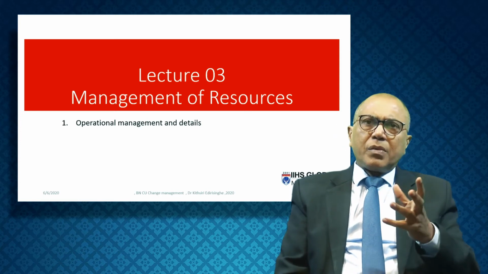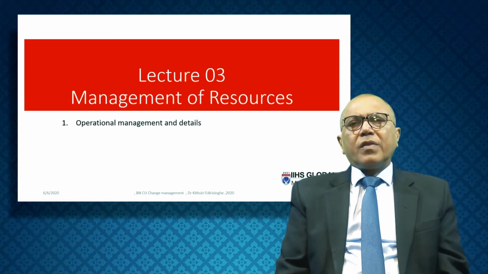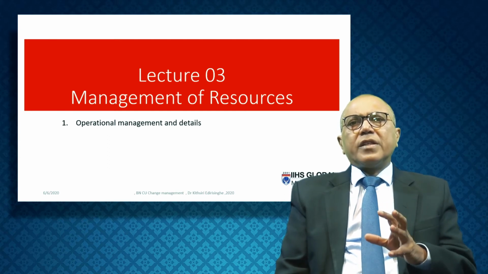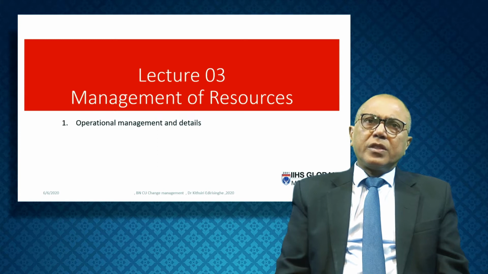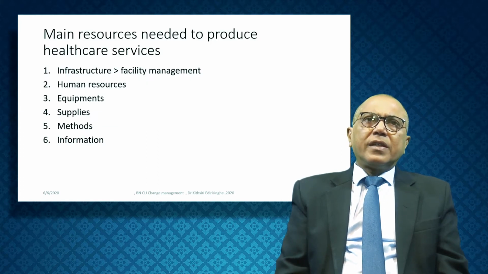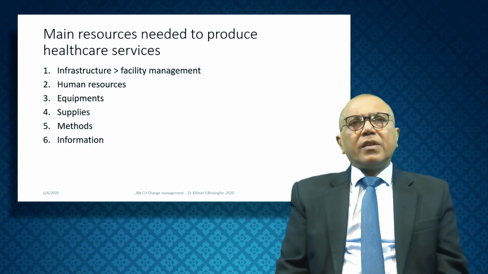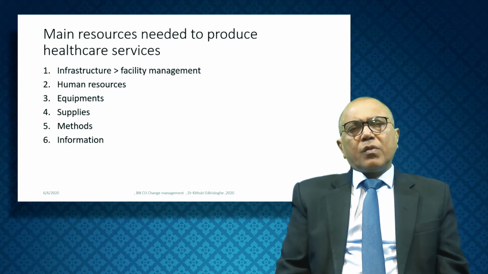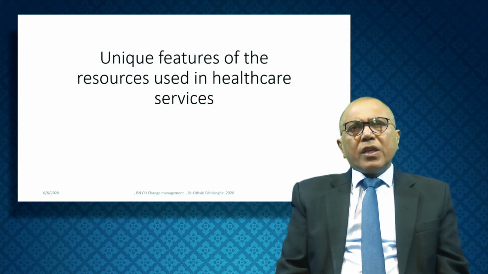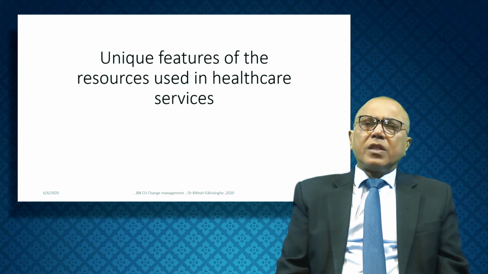In the organizing part, the main component is that we allocate resources in order to get the management process done. So look at what the main resources you need are. We spoke about it some time ago: infrastructure, facility management, human resources, equipment, supplies, methods, and information. So what are the unique features of the resources used in healthcare?